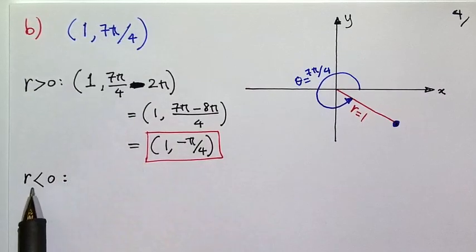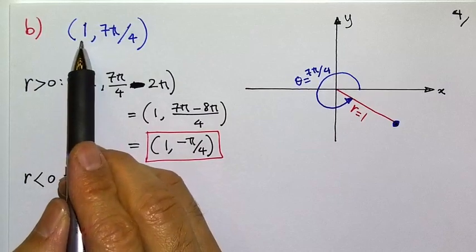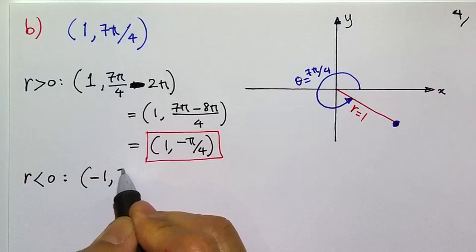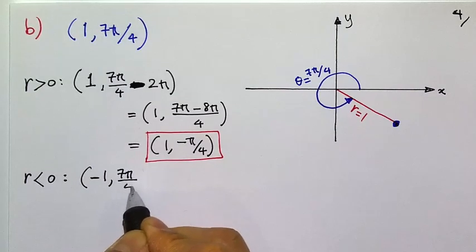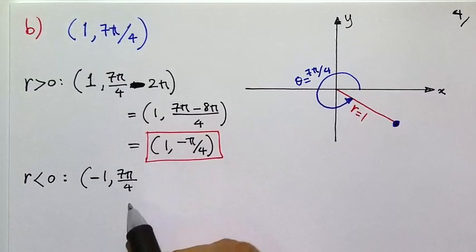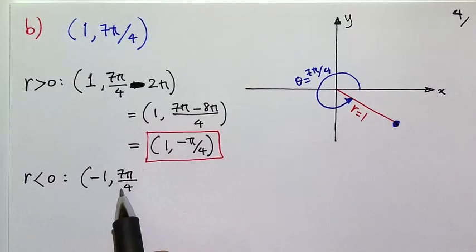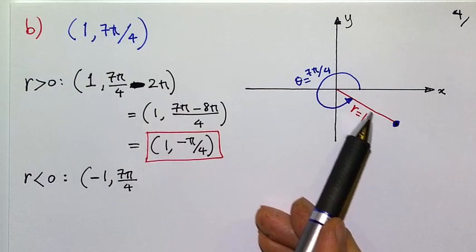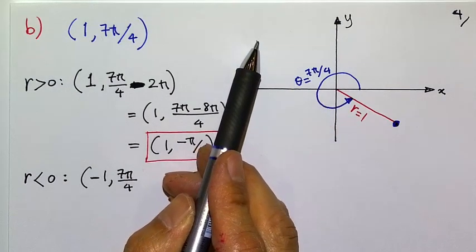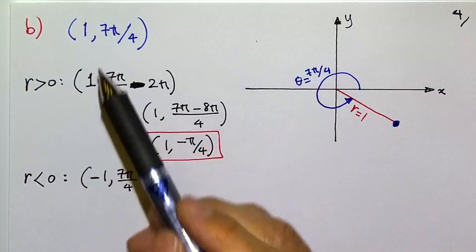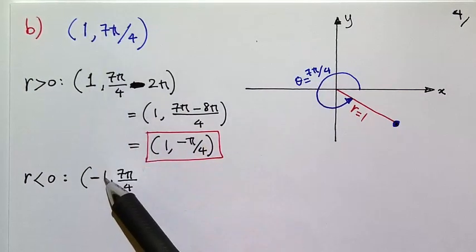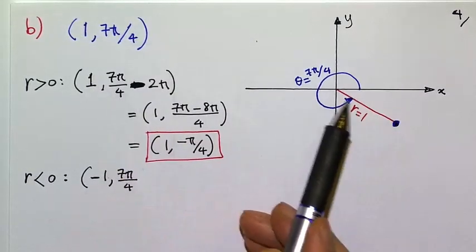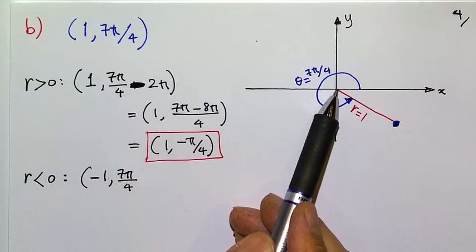So as soon as we write this condition, I'm going to switch over to negative. So I'm going to make this negative 1 comma 7 pi over 4. If I stop there and put my parenthesis, what have I done? What I've done is move this point along the same line to this side, right? That's the effect of changing r from positive to negative, or vice versa. It'll move the point 180 degrees to the other side across from the pole.